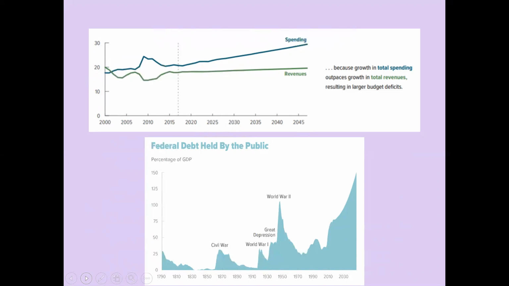And as you can see, our deficits tend to go up in times of great national catastrophes, the Civil War, World War I, the Great Depression, World War II, and also during times of economic turmoil.